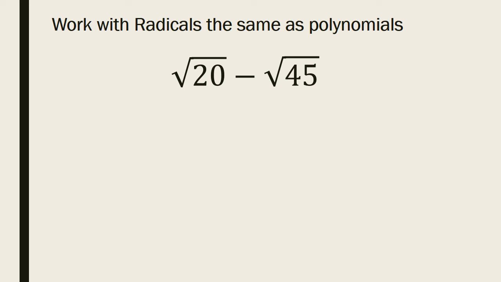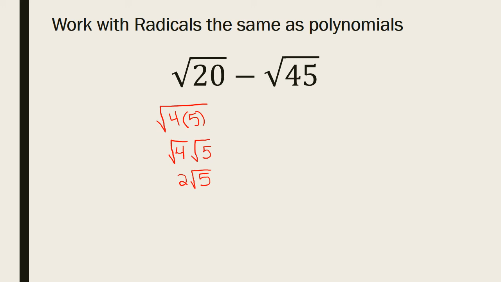So I'm going to start with radical 20. I know that radical 20 is the same as radical 4 times 5, which means that I can change radical 4 times 5 into radical 4 times radical 5. I know that the square root of 4 is 2, and radical 5 is in the simplest form. I cannot simplify it anymore. So the simplest form for radical 20 is 2 radical 5.